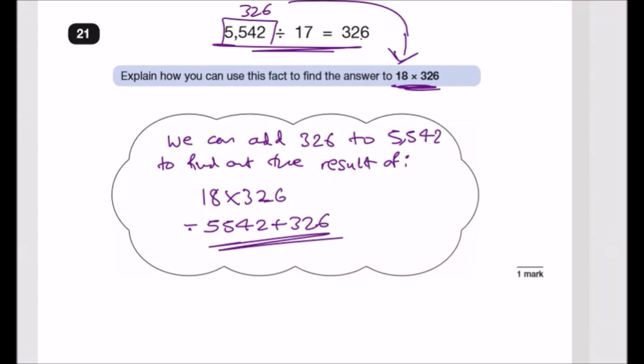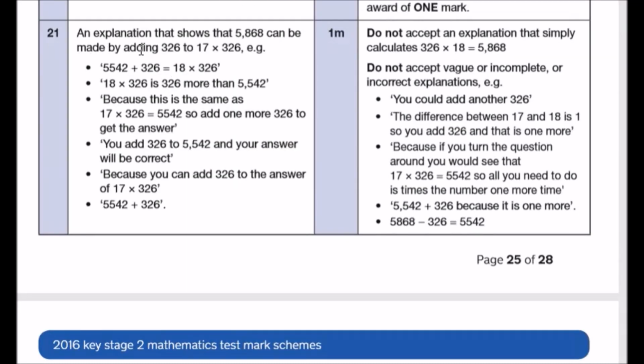Let me just double check the marking. You have various answers too. Additional ones can be an explanation that shows that 5,868 can be made by adding 326 to your original result. Example: you could simply say 5,542 plus 326 equals 18 times 326, like what I did. Or you could say that this quantity is 326 more than that. Or you could say because this is the same as 17 times this value. So you've got quite a lot of options.